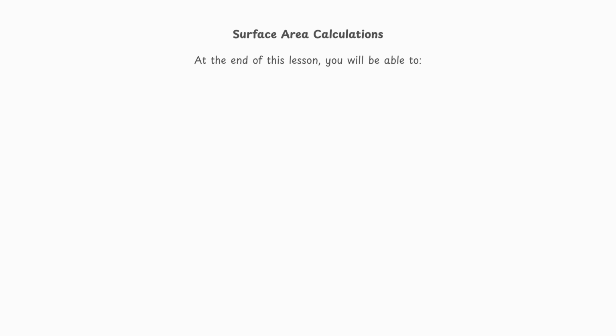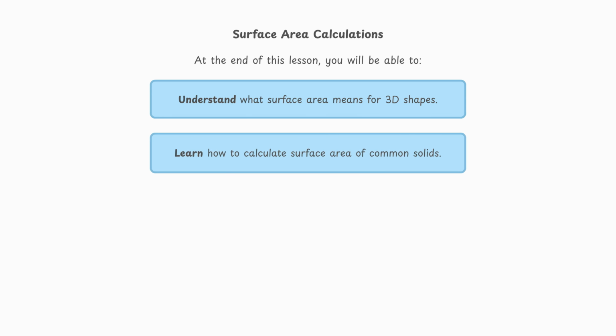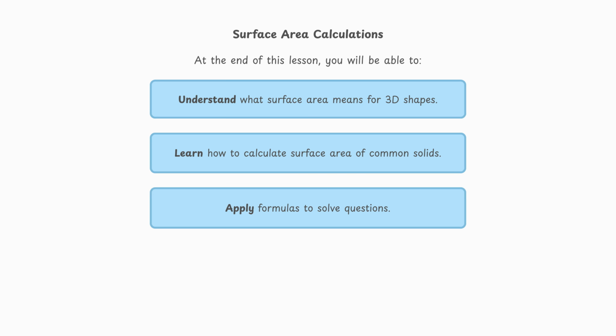By the time you finish this video, you will be able to understand what surface area means for 3D shapes. You will also learn how to calculate the surface area of common solids, such as cubes, cuboids, cylinders, and cones. Finally, we'll apply these formulas to solve exam-style questions step by step.